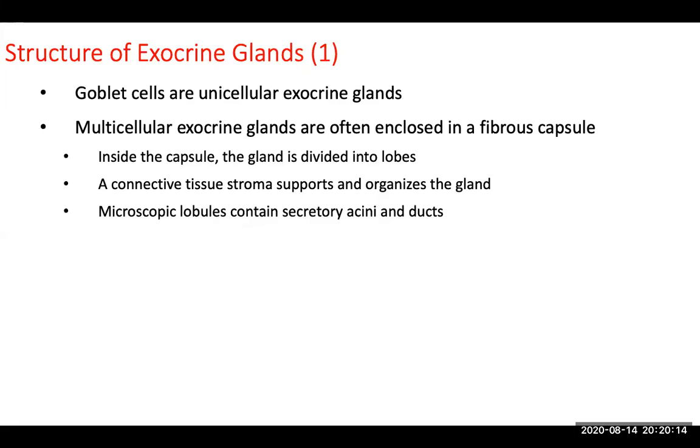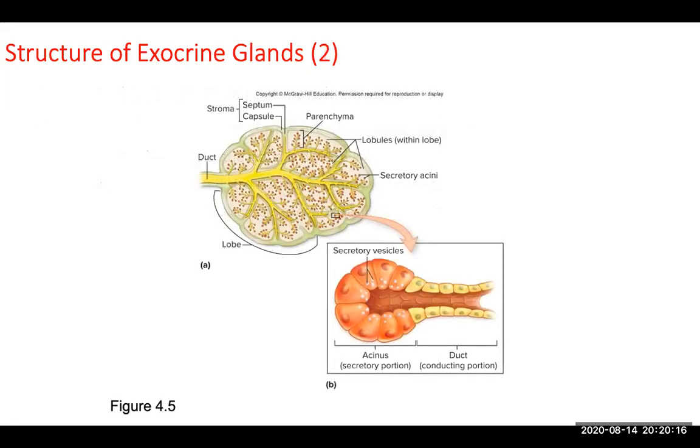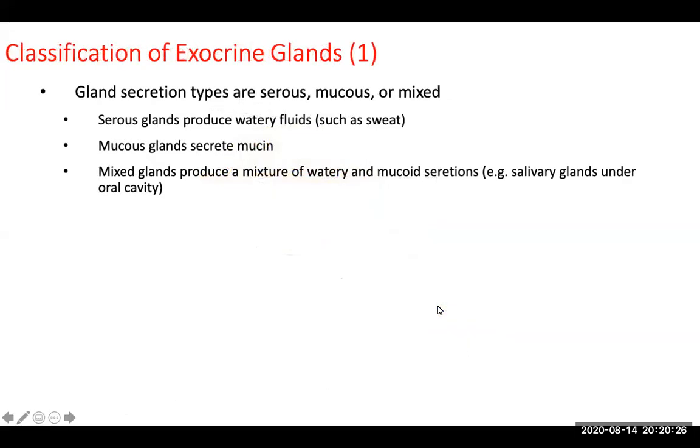They're enclosed in a fibrous capsule, and again, they will secrete their substances directly into ducts. So an exocrine gland consists of a secretory portion and a conducting portion, which would be the duct. It can be serous, mucus, or mixed, like sweat. It can be mucin, or salivary glands produce saliva in your mouth to help with digestion of starch.